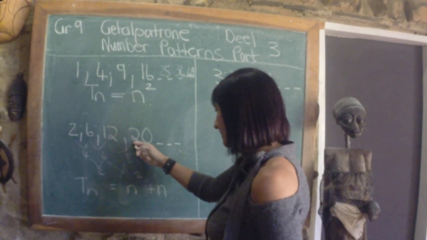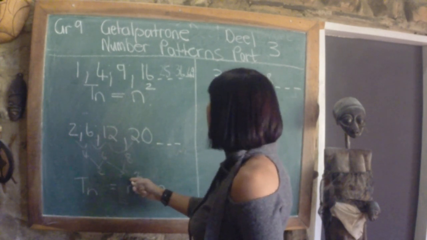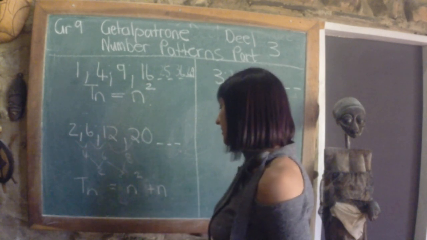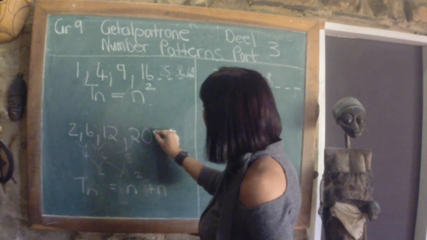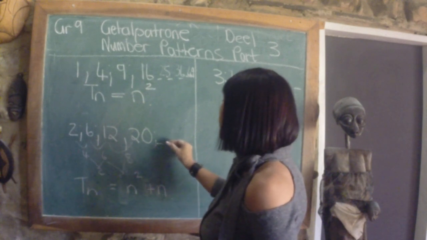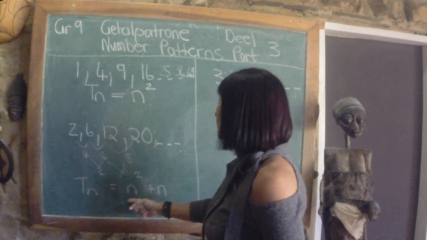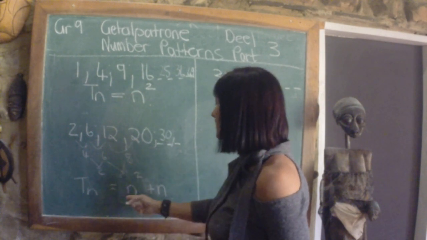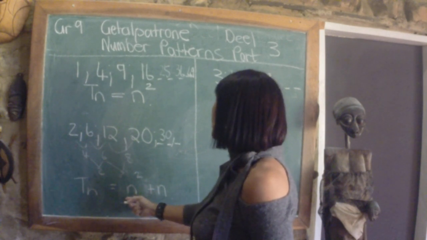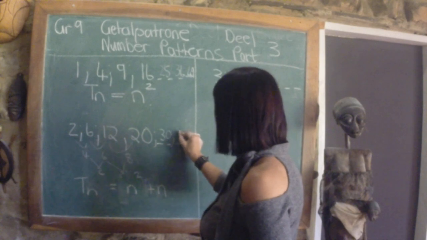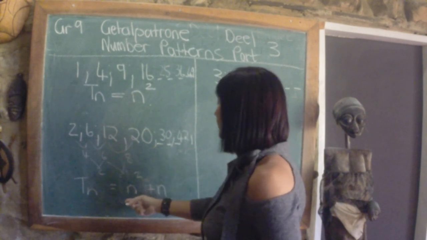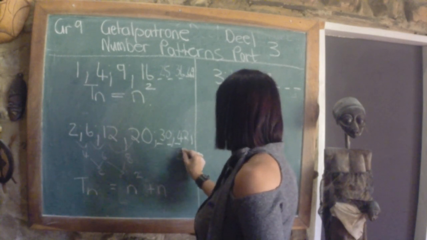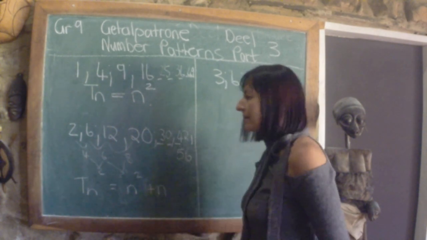Let's check the fourth term. If it's 4 square, that's 16, I need to add 4 to get 20. So this will work. So let's write down the next three terms. Got 5 square, it's 25, plus 5 gives me 30. If I've got 6 square, 6 mal 6 is 36, plus 6 is 42. As ek 7 kwadraat het, is dit 49, plus 7 is 56. Dan is dit maklik om die volgende 3 terme neer te skryf.